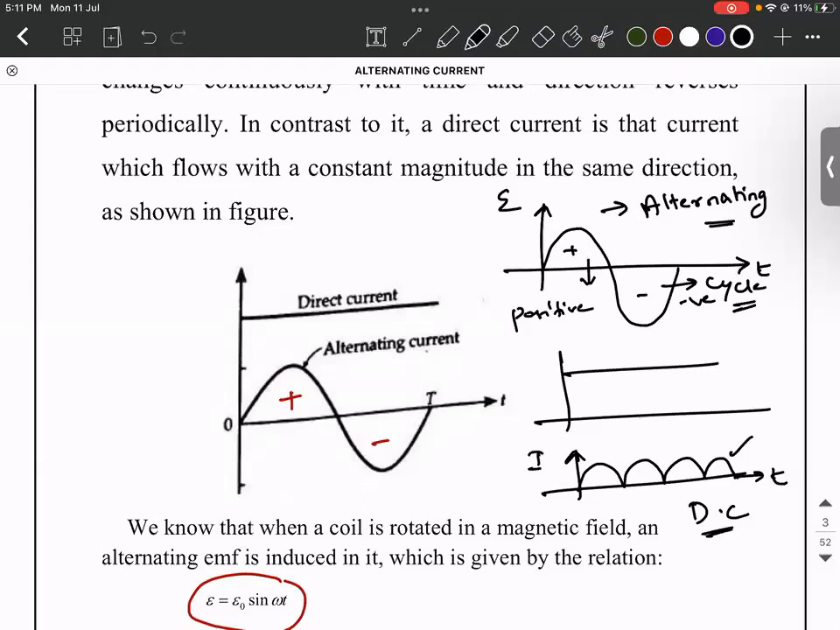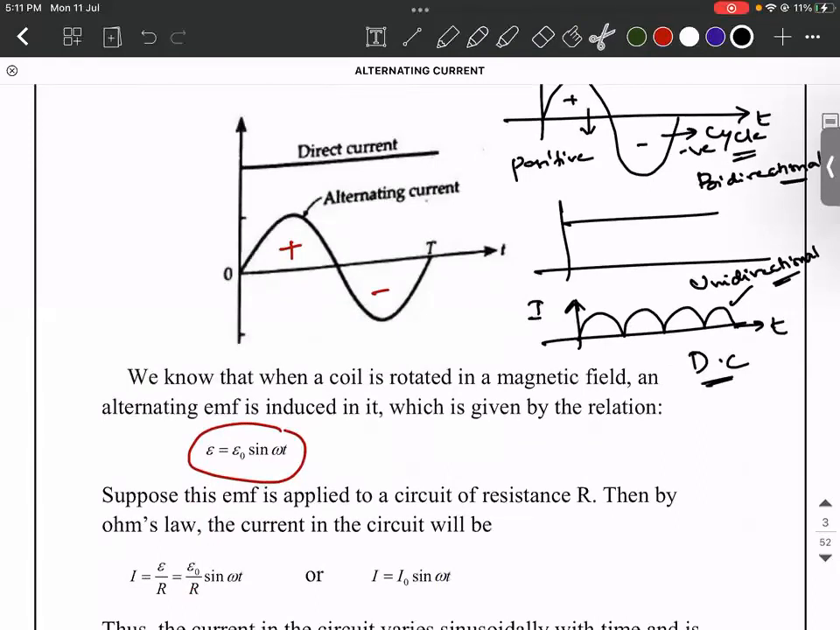So basically, alternating currents are bidirectional, whereas direct currents are unidirectional. Is that clear? Is this point clear?